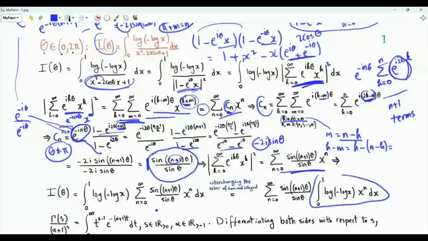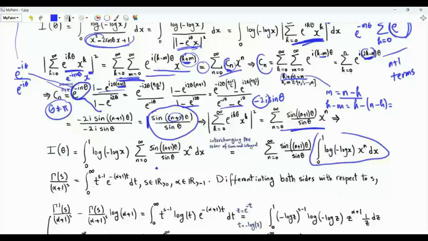We make use of the gamma function. The integral from 0 to infinity of t to the s minus 1 e to the minus t times alpha plus 1 is gamma of s divided by alpha plus 1 to the power s. Differentiating both sides with respect to s, on the left hand side, we get the first derivative of the gamma function divided by alpha plus 1 to the s. Then we have the gamma function multiplied by the derivative of e to the minus s log alpha plus 1. And the derivative is minus log alpha plus 1 times the exponential, which can be written back as 1 over alpha plus 1 to the power s.